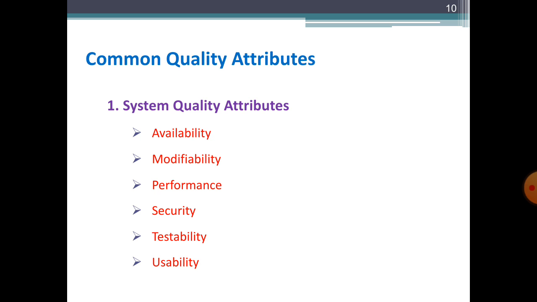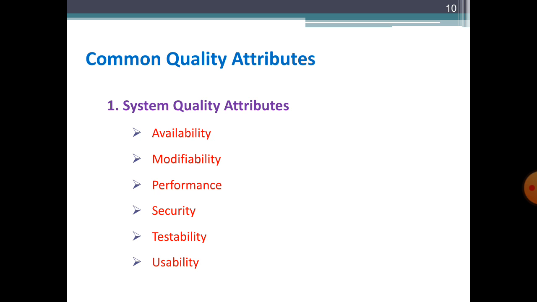As the name suggests, availability is concerned with system failures, like how much time the system will be available to the user, for example 24 by 7. There are different metrics available to measure availability. These are already discussed, so I am not telling you in more detail.